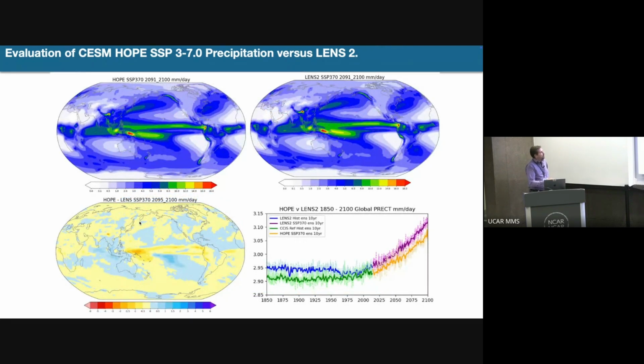And then going out to 2100 along the SSP3-7.0, we see that again, this region here through the Central Pacific is where we have the lower precipitation in the emission-driven runs than we do in the prescribed model runs.